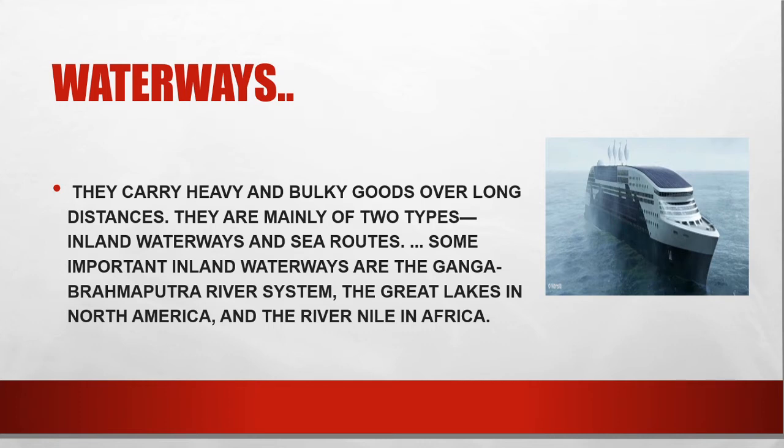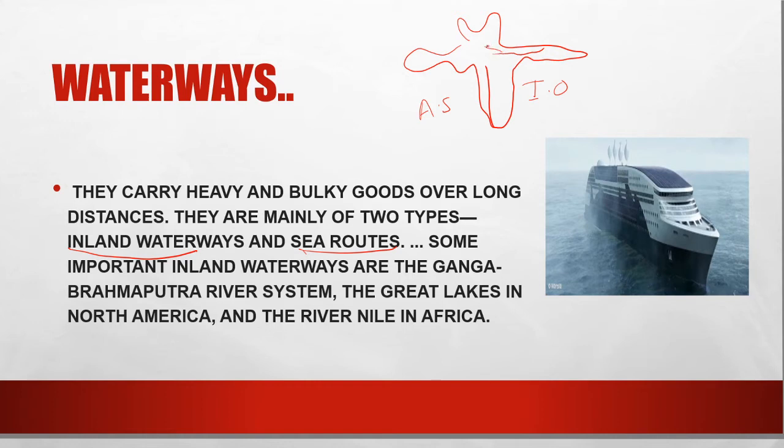Now I will again draw the map of our beautiful country, India. Here we can find the Andaman Sea and here the Indian Ocean. So we have seen that waterways is divided into two forms. First is inland waterways and second is sea routes. So what are inland waterways? Like this is the Ganga River.